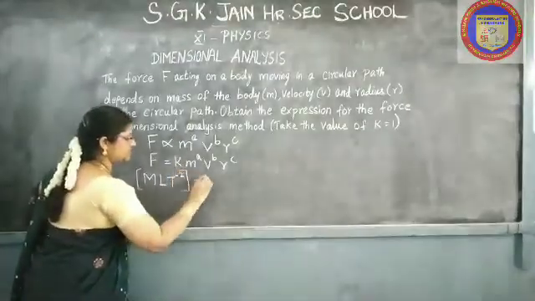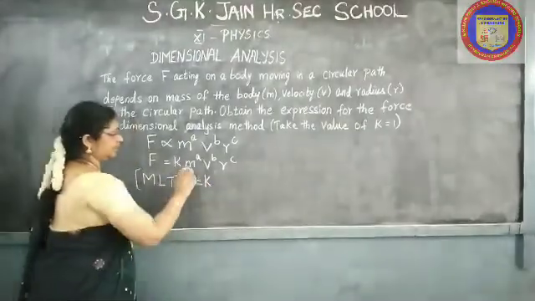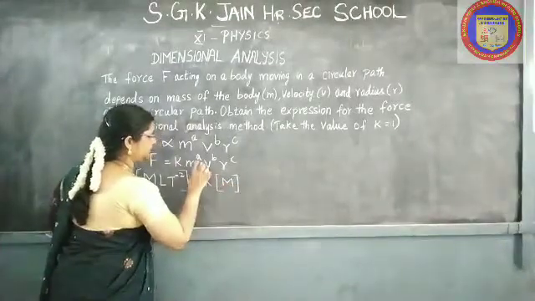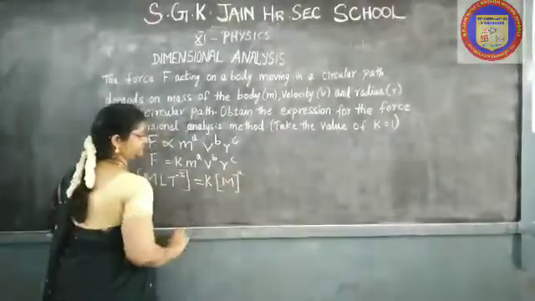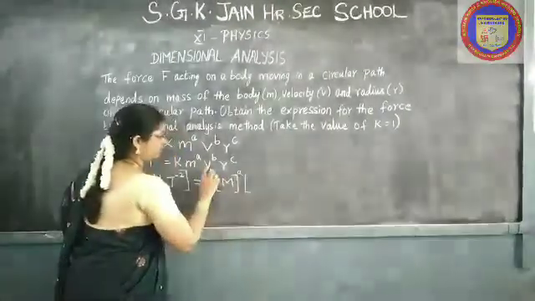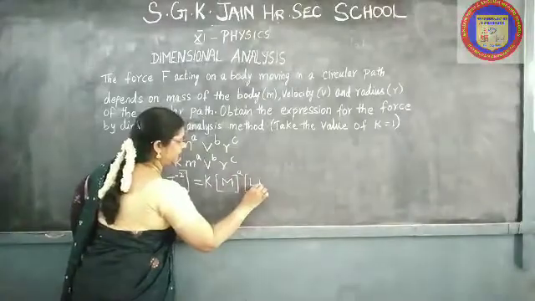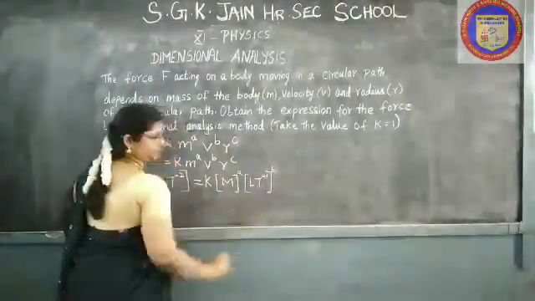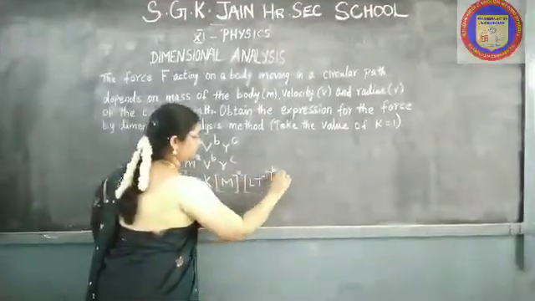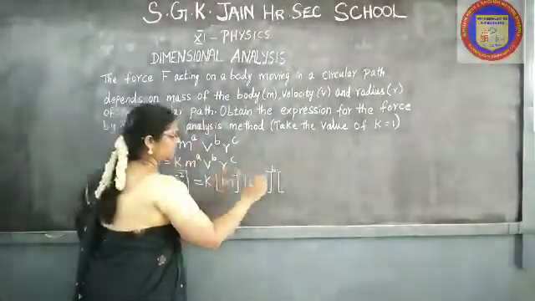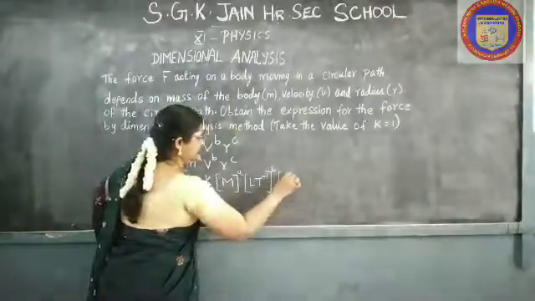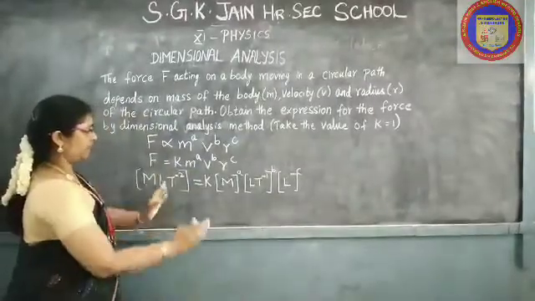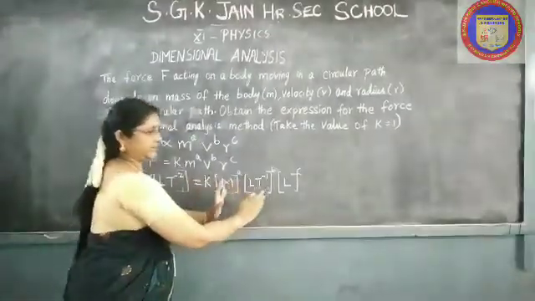Equal to the constant k, we will write it as such. Then for mass, it's given as capital M power a. Then velocity. For velocity, the dimensional formula is L T power minus 1, whole power b. Radius, which is measured using the scale, is also written as L power c. Now we have to rearrange and make all the like terms together.